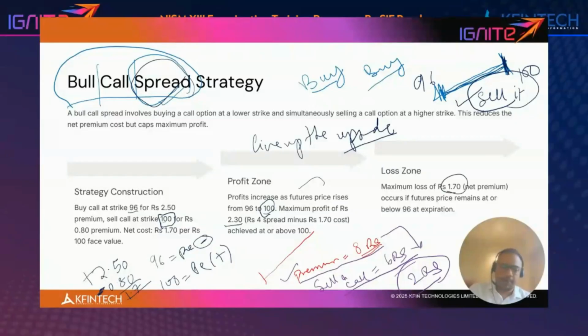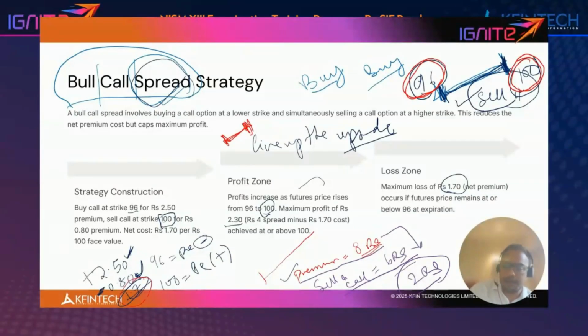Maximum loss will always be the net premium. Why? Because here you have bought a call, but here you have already sold a call. So even if the market goes against you, it will get arrested at 96. And on the top side, it will get arrested at 100. So in this case, you have made a spread for yourself. That 96 to 100 is your spread. Maximum loss will be the net premium, and maximum profit will be between 96 and 100, that is 4 rupees. But you have paid 1.7. So 4 minus 1.7, 2.3 will be your maximum profit in this case.